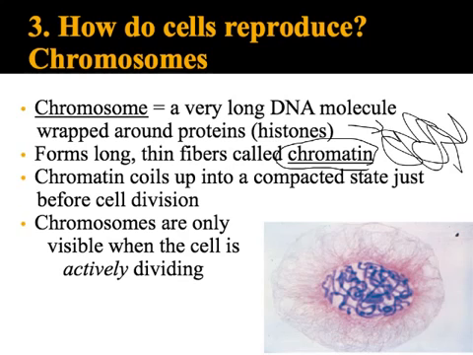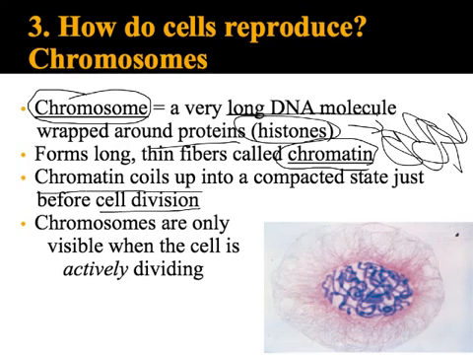So whenever the cell goes to make a copy of DNA and separate the two copies, instead of having DNA be in this chromatin form, it puts DNA in chromosome form. A chromosome is when we take this very long, stringy DNA molecule and wrap it around proteins called histones so that it's nice and compact. So you can see here, before cell division, before we start moving around chromosomes, chromatin coils up into the compacted state known as chromosomes.